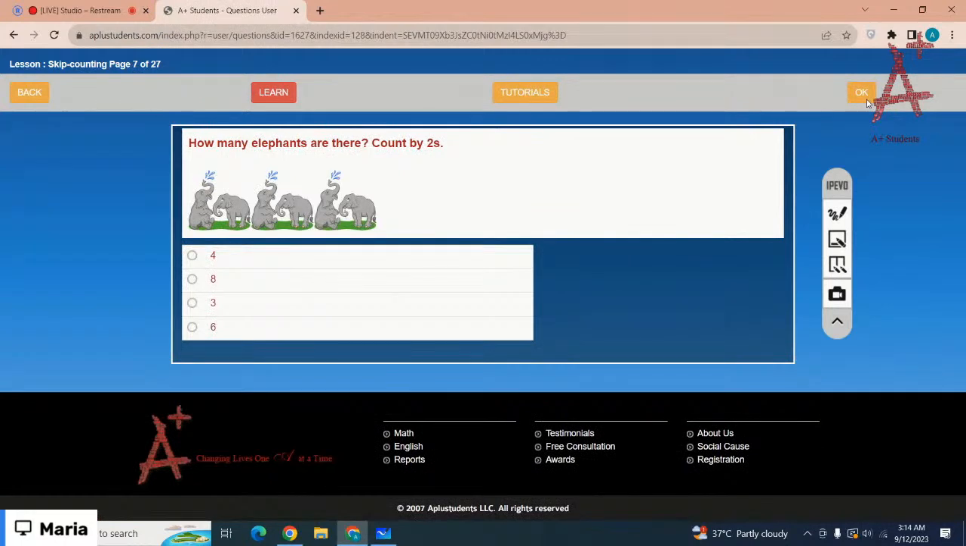How many elephants are there? Count by twos. Which is the correct option? You have to count by twos. So there are 2, 4, and 6 elephants. Very good. There are 6 elephants, right?